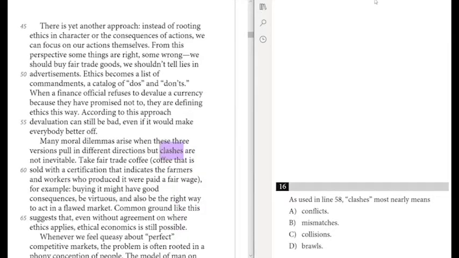So here, to get the momentary main idea, many moral dilemmas arise when these three versions pull in different directions, but clashes are not inevitable. So we're talking about ideas pulling in different directions, and if they go in different directions, they might clash with one another. So now if I'm inventing my own word, they might battle one another, they might hit one another. And so which word might match that? Well, brawl kind of sounds like it, but a brawl very specifically means a wild type of fight. A collision could be the word as well, so let's leave that one for now.